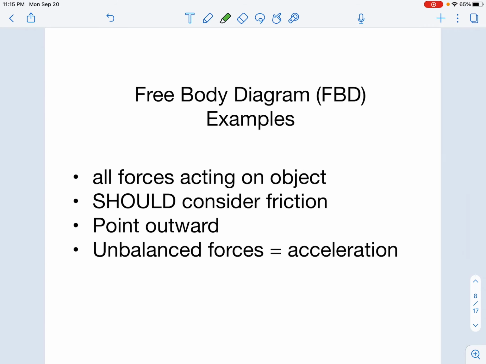Okay, we are going to go through a few free body diagram examples. Remember that all forces acting on the object need to be illustrated. A force is a vector, so we're going to be drawing arrows, magnitude and direction for those individual forces. We should now consider friction unless the problem tells us different.